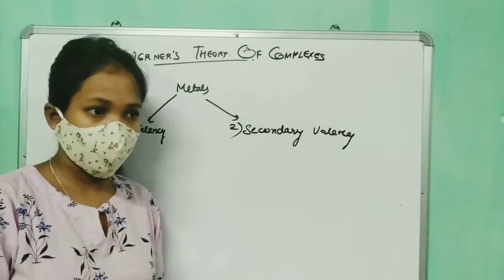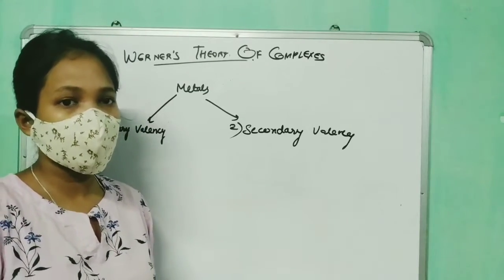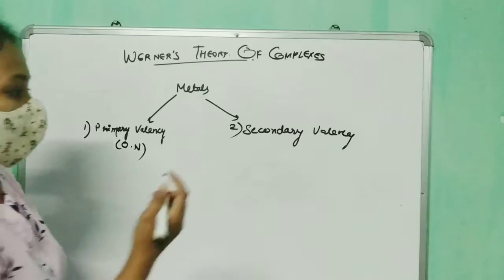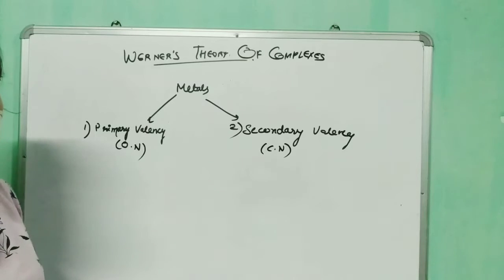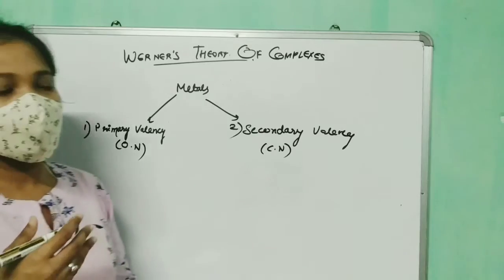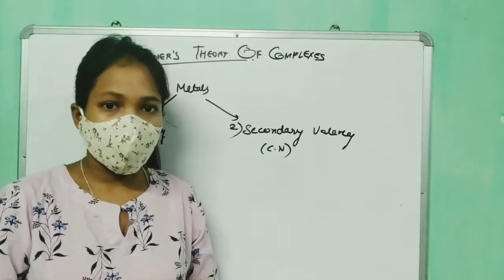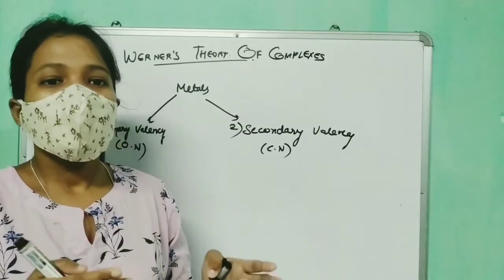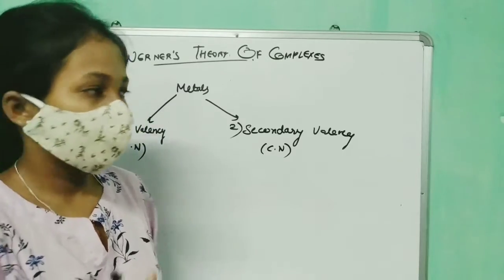In the 19th century these were used, but in today's terms, primary valence is basically your oxidation number or oxidation state, and secondary valence is the coordination number. We have discussed that in the previous videos. What Werner said was that the geometry of a complex is given by the secondary valencies, that is, by the coordination number of the complex.